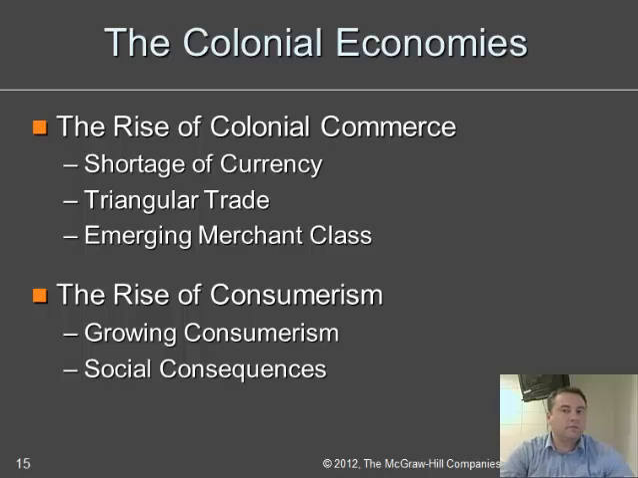The rise of commerce. We traded rum, sugar, and slaves for manufactured goods. The new merchant class developed in port cities like Boston, New York, and Philadelphia, and they were protected from competition by the Navigation Acts.